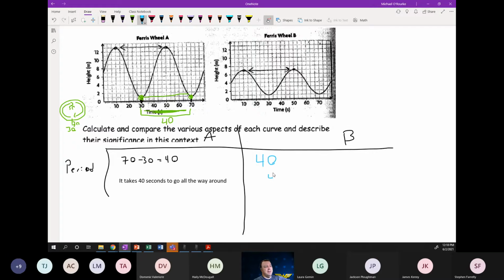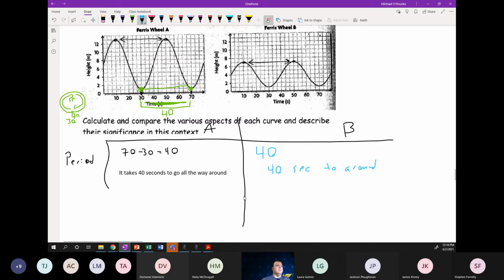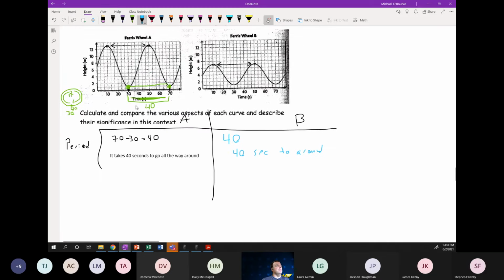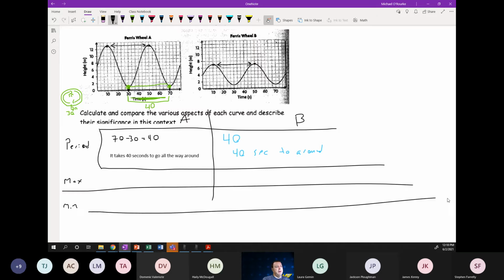It's 40, and it's 40 seconds to go around. Okay. Now I'm going to do my max. What's my max? What's my min? So I'm going to write down my max here. My max number here, now it looks like we're going up by ones here, so my max number is going to be 13. My minimum number is going to be 1 for Ferris wheel A.